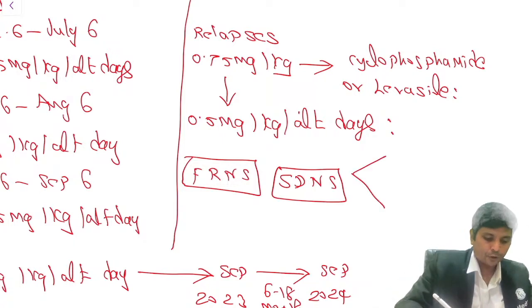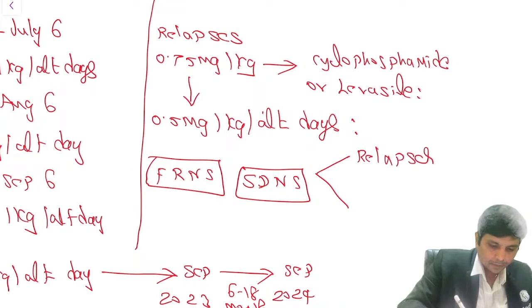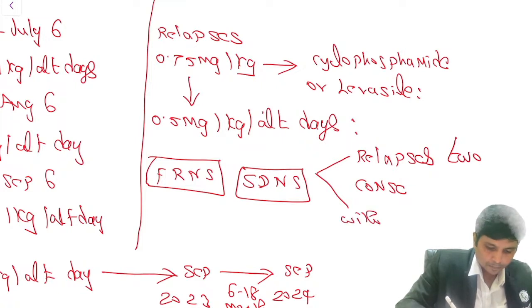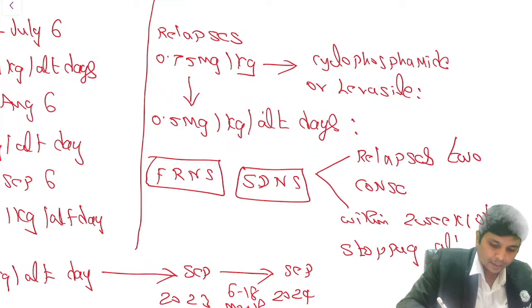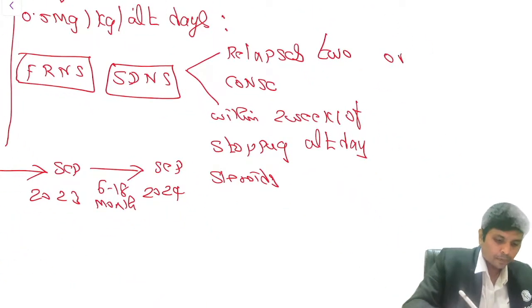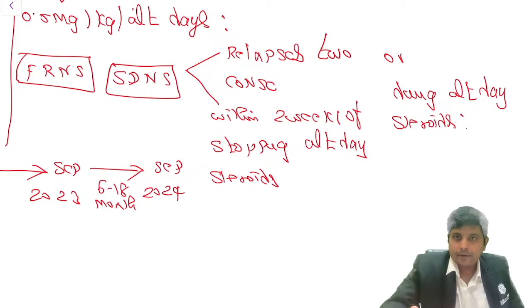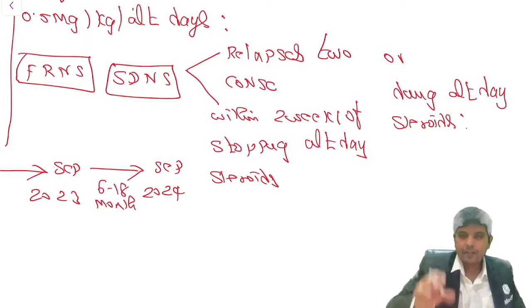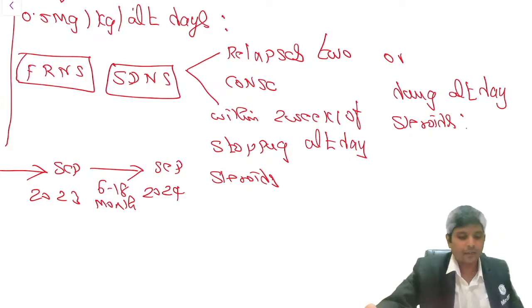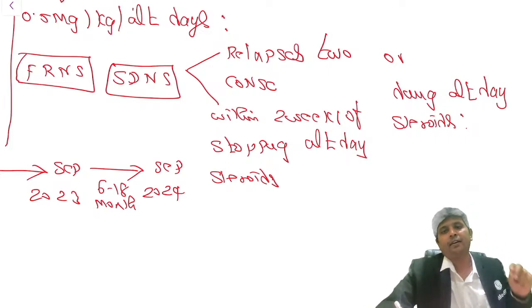What is steroid dependent nephrotic syndrome? If the patient relapses, that is two consecutive relapses within 2 weeks of stopping alternate day steroids, or during alternative day steroids. So what does it mean? This subset of patients will be requiring either alternative day steroids or daily steroids. Some, when you switch from daily to alternative day steroids, relapse, while some others will relapse when you stop your alternative day steroids. This is called steroid dependent nephrotic syndrome.